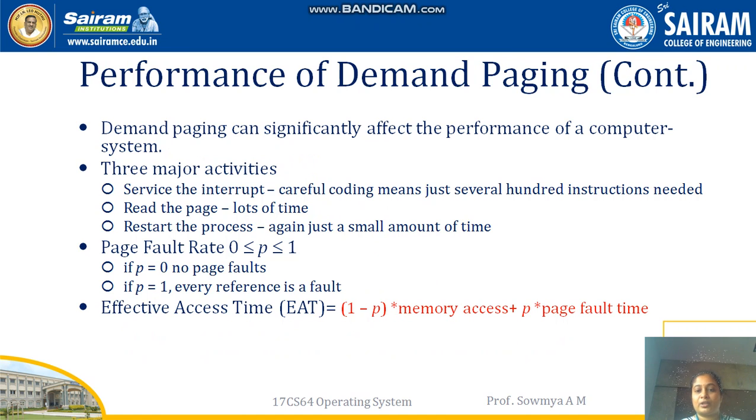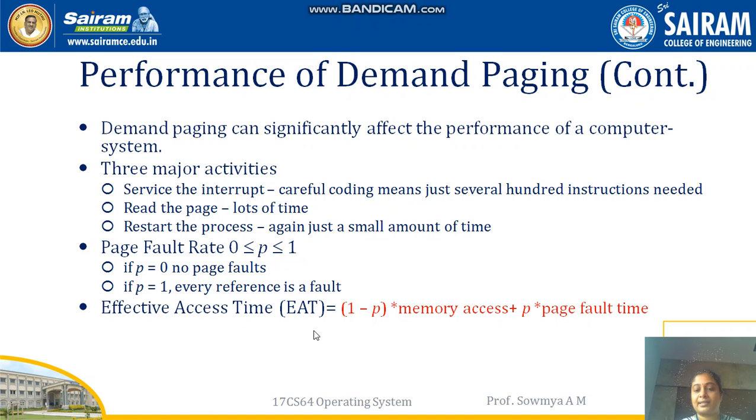We have three major activities: serving the interrupt, reading the page, and restarting the process. For all this we have the page fault rate. We count the page fault rate, which is between 0 and 1. If it is 0, then there is no page fault. If it is 1, every page access is a page fault. Based on this value, you have to find the page fault rate and effective access time.